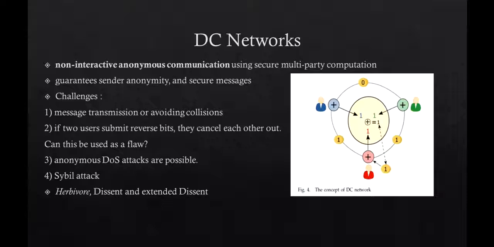DC-net does not prevent any disruption, such as blocking participants from sending messages, hence anonymous DoS attacks are possible. And it is also vulnerable to Sybil attack. Here, a Sybil attack is a kind of security threat on online systems where one person tries to take over the entire network by creating multiple nodes.